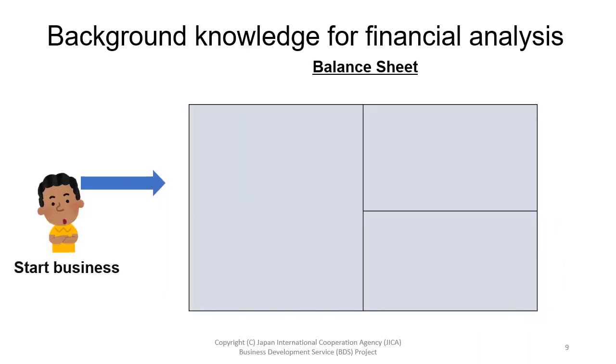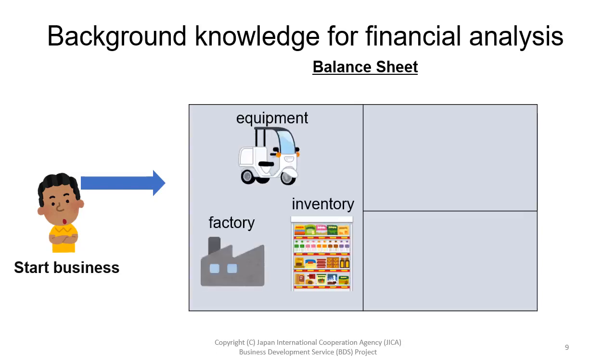To further understand why balance sheet explains the status of a MSME, imagine starting a business. To start a business, you may need to install a factory and equipment and produce products which can be sold. These factory, equipment, and products are valuables. In other words, they can turn into money. These valuable things are called assets.